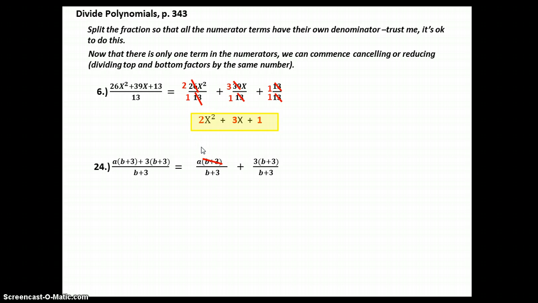Well, guess what we're doing now? We are going to cancel the b plus 3. It's okay to cancel an expression that has multiple terms in it as long as it's on the top and the bottom. And we did it in both fractions. Now it's time to clean it up and multiply and rewrite. And so the only thing left from this one was the a, and the only thing left over here was the 3. And so our final answer is a plus 3.